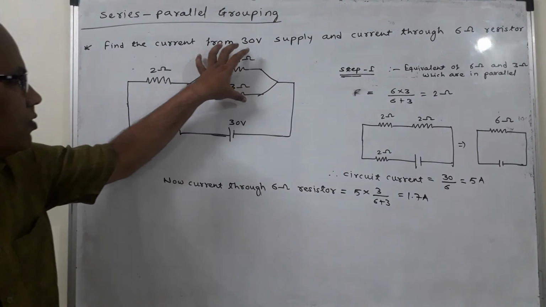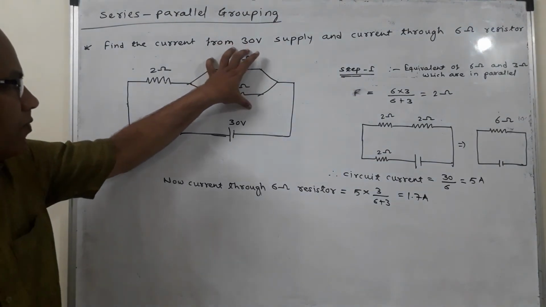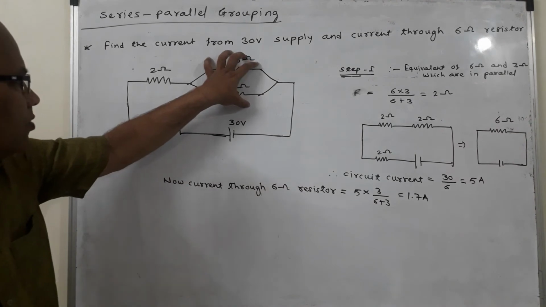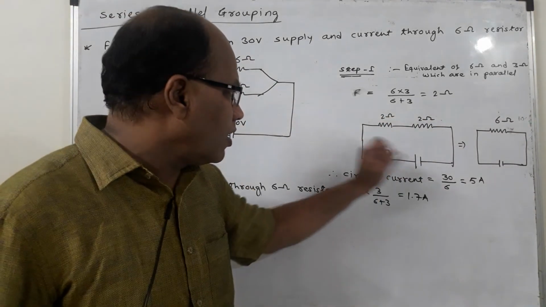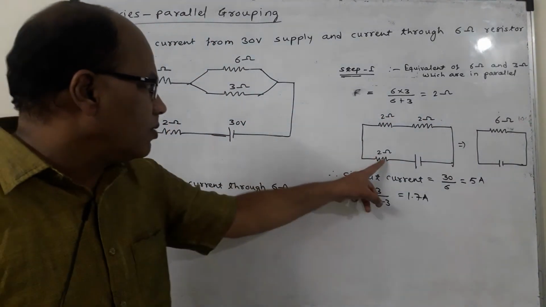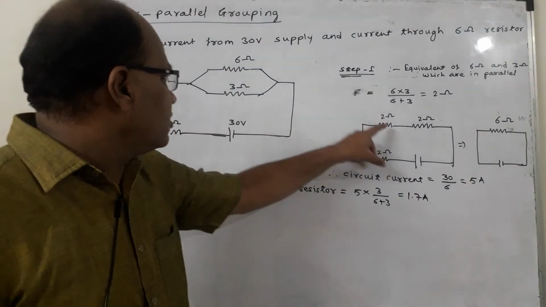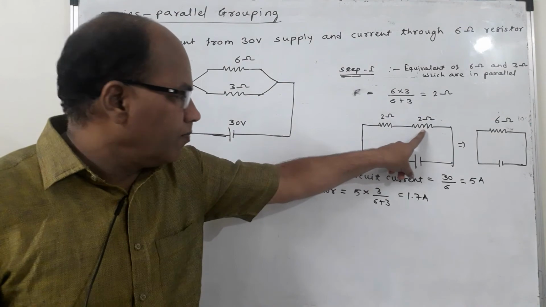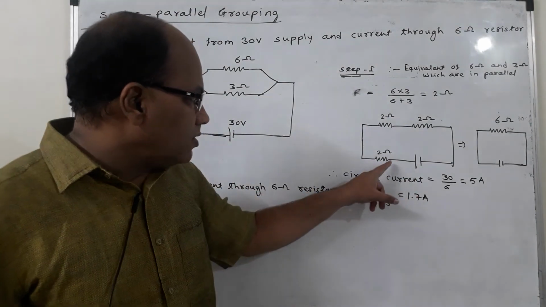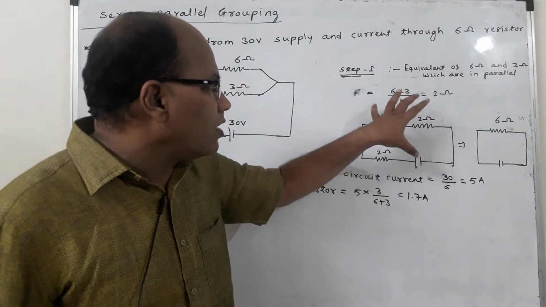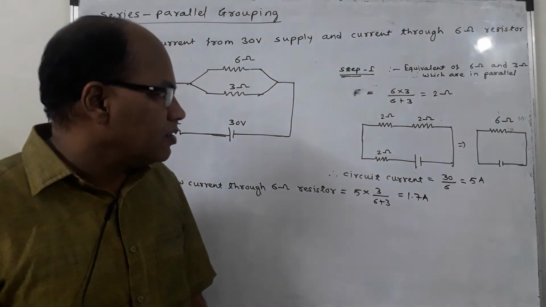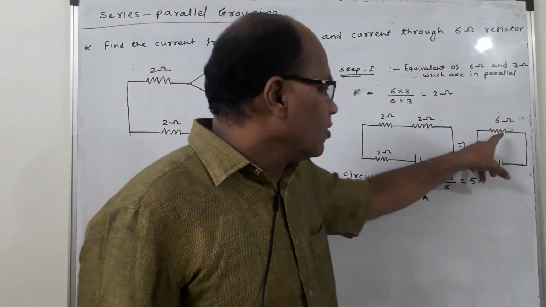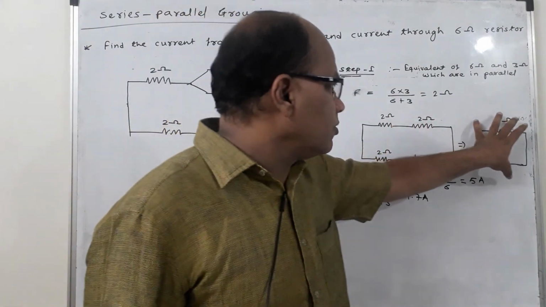So if I want to replace this parallel combination, the equivalent resistance will be 2 ohm. So if I replace it, actually the circuit will look like this. It is the 2 ohm resistance, it is the 2 ohm resistance, and these two are to be replaced by 2 ohm resistance again. Now these three resistances are in series with one another, and the resultant equivalent resistance will be 6 ohm. So this circuit can be reduced to this one.